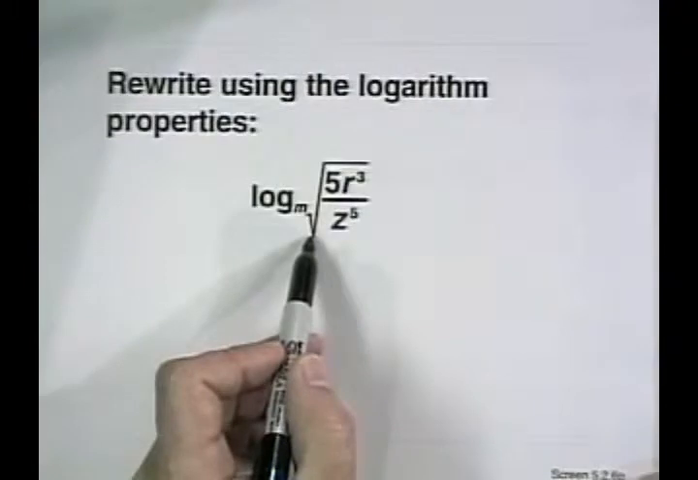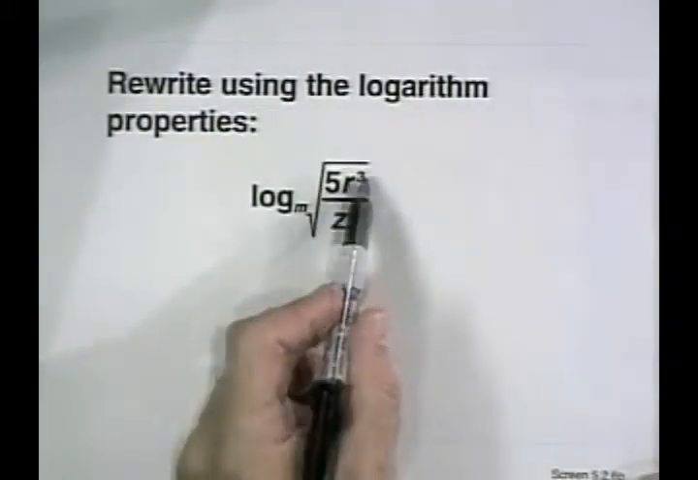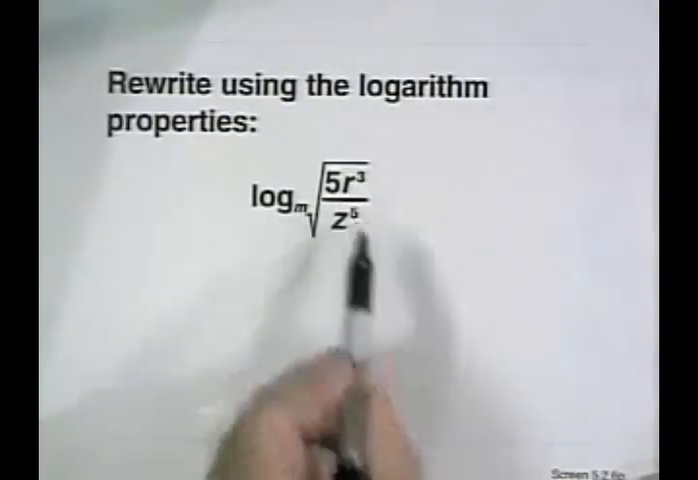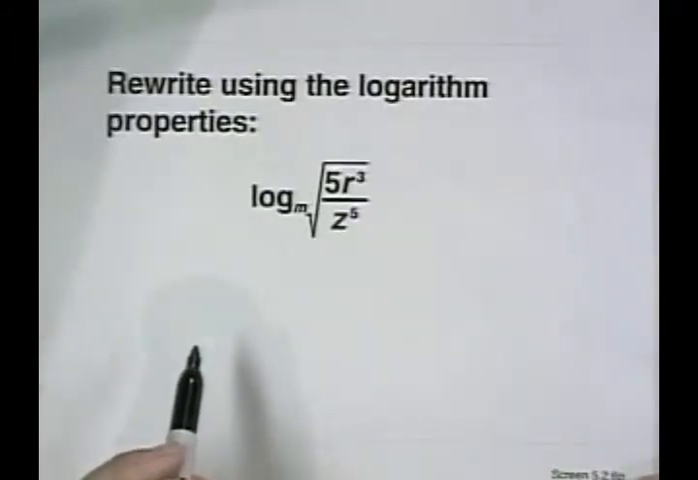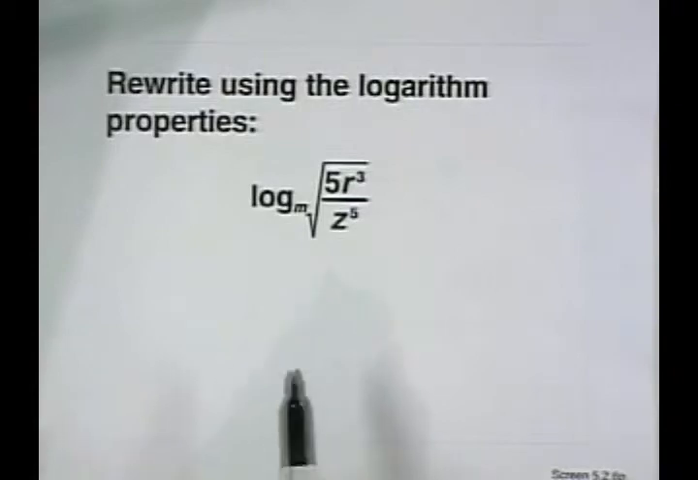Now it's time for you to try one. Use the logarithm properties to expand and simplify the log base m of the square root of 5r cubed divided by z to the 5th. Turn off the tape to do your work and turn it back on to see the results.